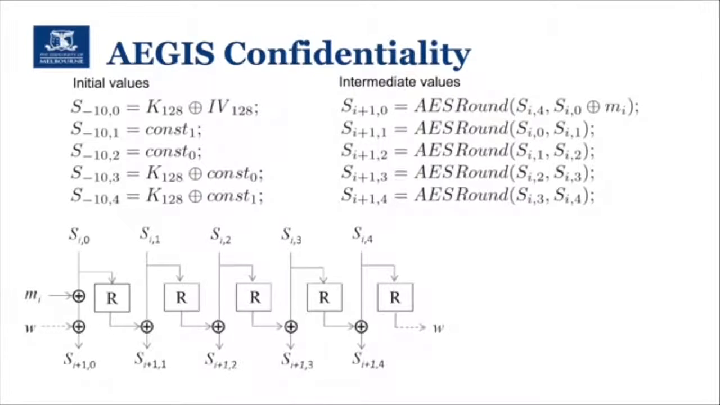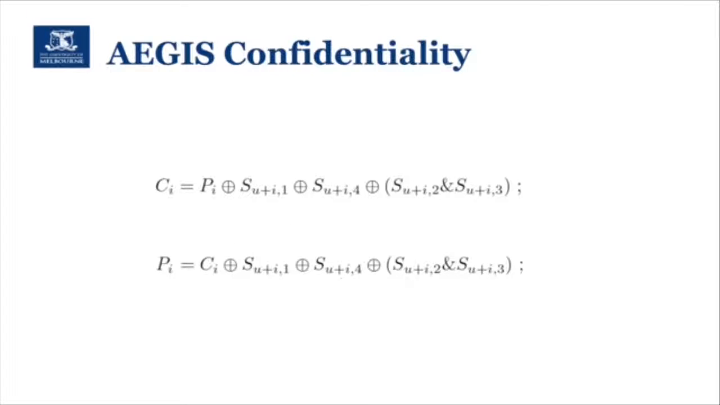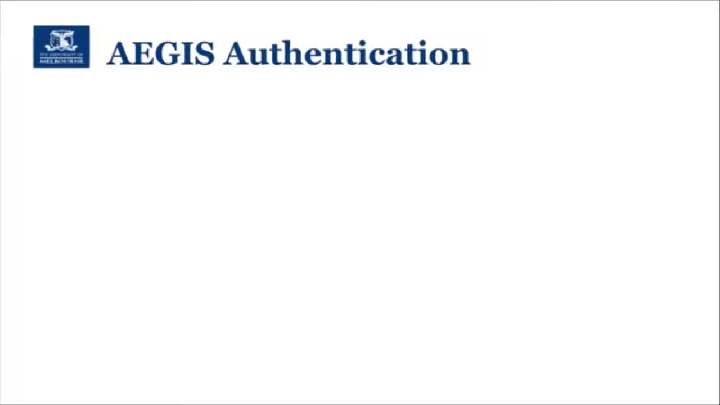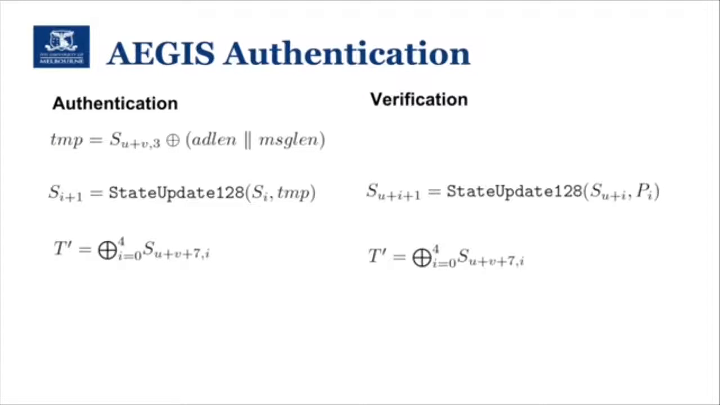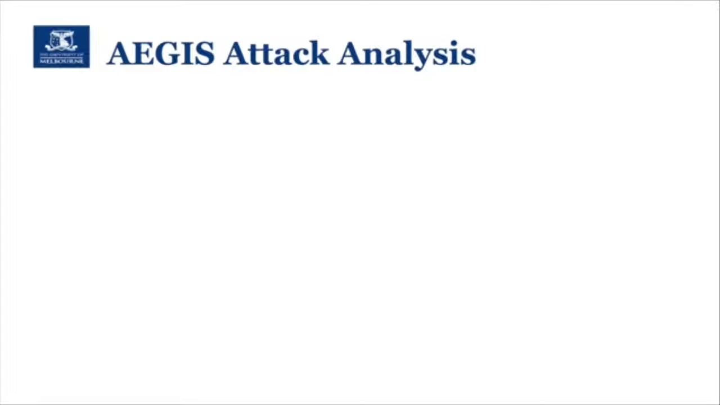And the last encryption in this cipher uses the plain text and the intermediate values, using the XOR operation and the AND operation to calculate the cipher text. The decryption is just the same. The AEGIS implementation of the authentication uses the text, which is part of the intermediate values, using the XOR operation. Let's talk about AEGIS attack analysis.